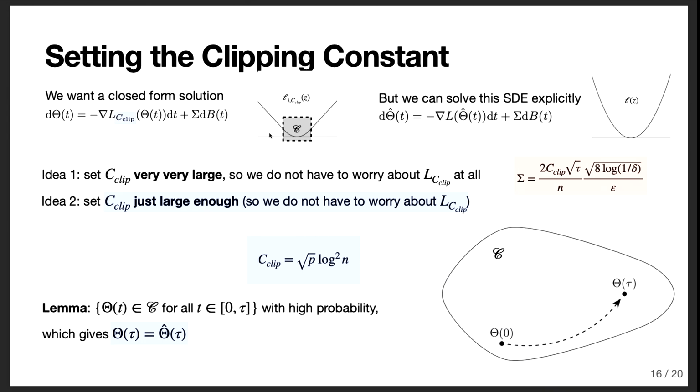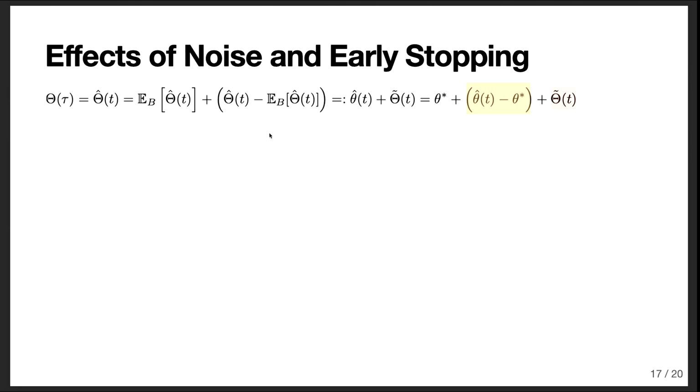Okay, now that we have the clipping constant, we need to set something else. In particular, we need to set the early stopping time. If we do this, the noise is going to be automatically fixed. Notice that now, since we proved that with high probability we're not going to cross this boundary, the solution of the SDE on the clipped loss will be, with high probability, the solution of the Ornstein-Uhlenbeck process. But this is closed and can be written as the non-private baseline plus a difference that expresses the effect of the early stopping plus the effect of the noise. So I'm going to study these two terms separately.